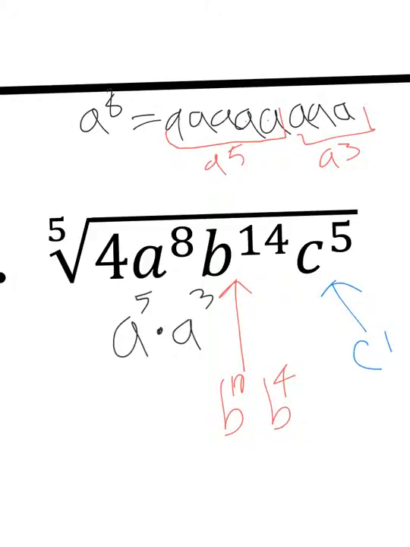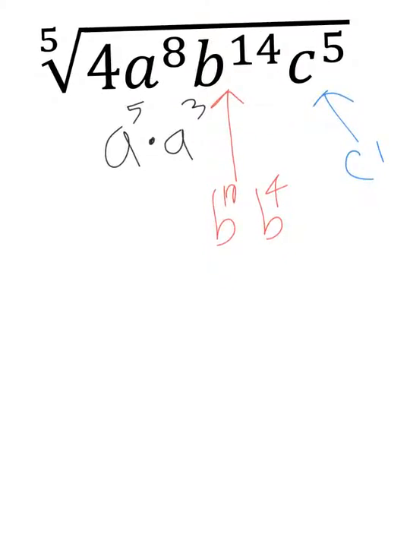So let's just go back to this. How do I take care of the a's and the b's? Well, the a to the 5th power turns into a to the 1st power, because 5 divided by 5 is 1. And the b to the 10th power turns into b to the 2nd power.